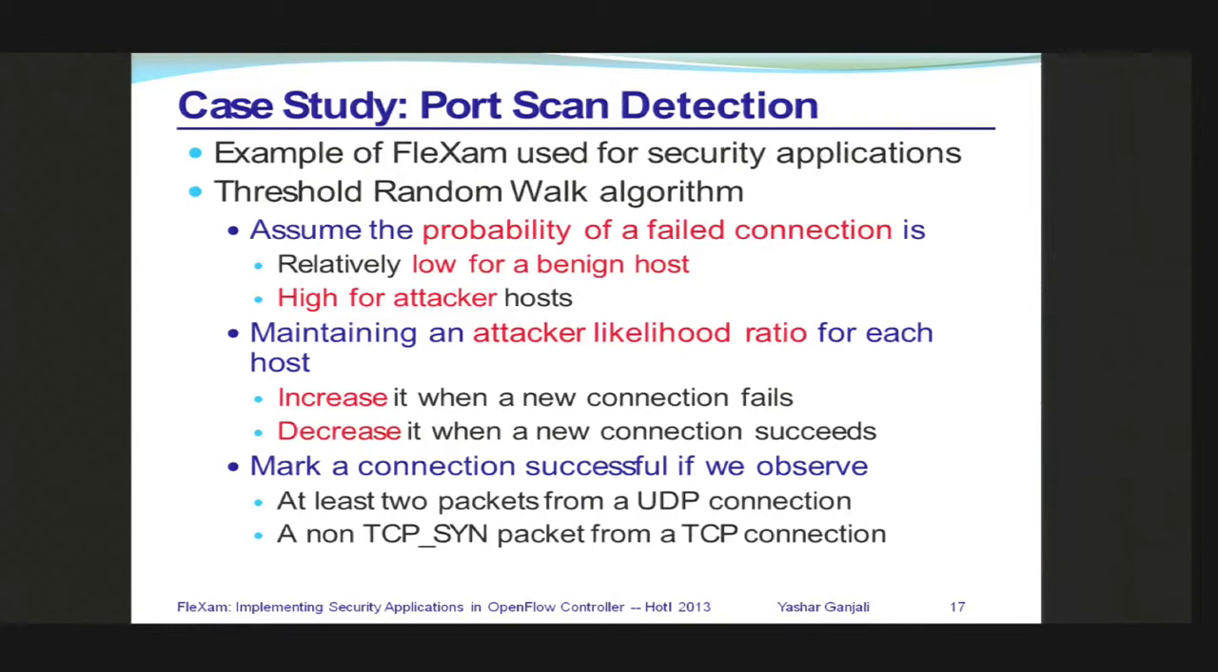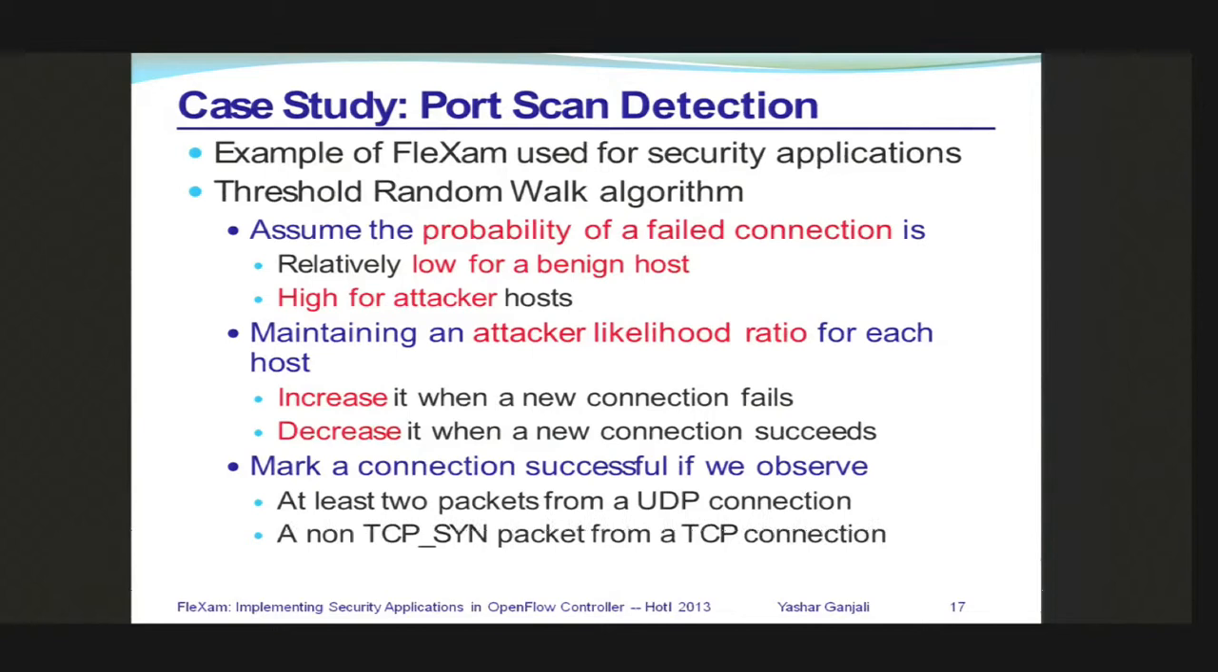So port scan detection: there are attackers scanning your network, and you want to identify them. And we want to see how we can use FleXam to find and identify those attackers. The algorithm we are using is called the threshold random walk algorithm, and it's been studied before in the industry. It's not something new we came up with. It assumes the probability of a failed connection is very low for legitimate hosts. If a host is benign, you're not going to have a failed connection most of the time. But if you have an attacker, a lot of your requests are going to be denied, and you're going to have failures. Based on this observation, we maintain what we call an attacker likelihood ratio. We increase this ratio any time a connection fails for a specific host, and we reduce it whenever a connection succeeds.